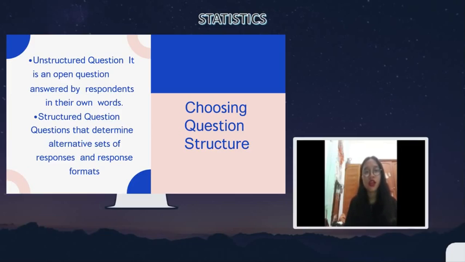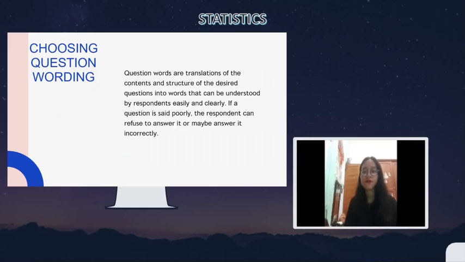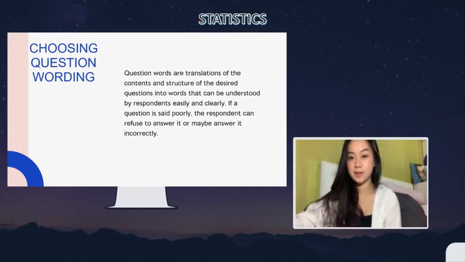Choosing question structure. Unstructured question: it is an open question answered by respondents in their own words. Structured question: questions that determine alternatives, sets of responses, and response formats. Number 3.